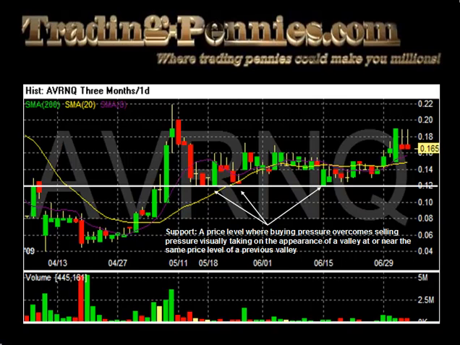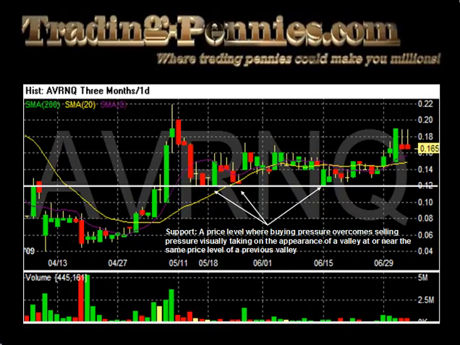The first pattern we'll look at is support and resistance. In the market, support is a price level where buying pressure overcomes selling pressure, and as a result, the trend in the stock that had previously been declining is turned back up again. Thus, a support level is visually recognized as forming a prior low or valley at or near the same price level as the previous low or valley.